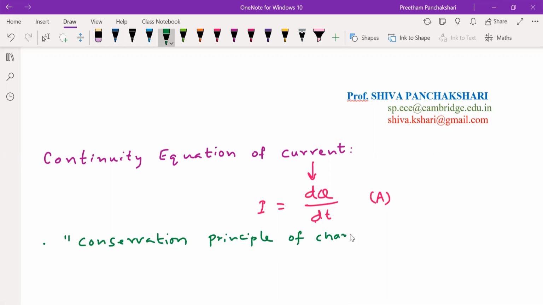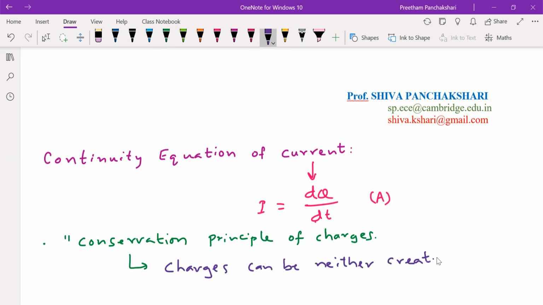This is similar to conservation principle of energy, according to which energy can be neither created nor destroyed. Similarly, according to conservation principle, charges can be neither created nor destroyed.